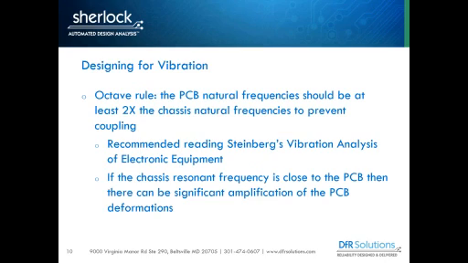The one other thing that you need to be concerned about for vibration, and again, I would definitely recommend getting Steinberg's Vibration Analysis of Electronic Equipment book. It's really the go-to reference for anything vibration related for electronic equipment. But he has a good rule in there, what we call the octave rule.